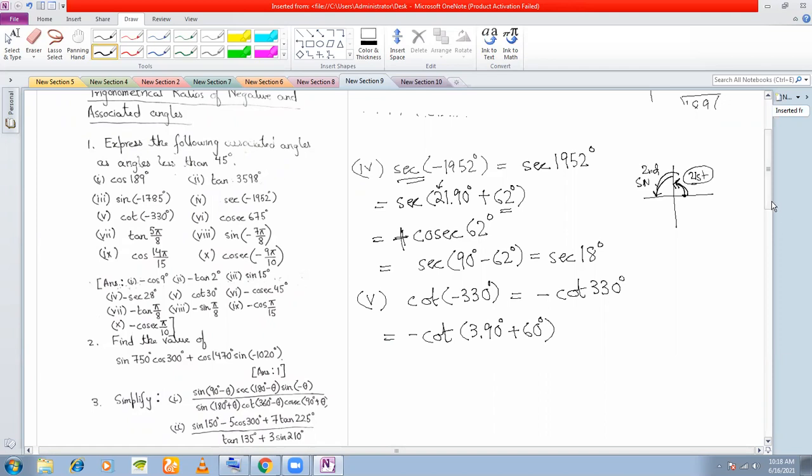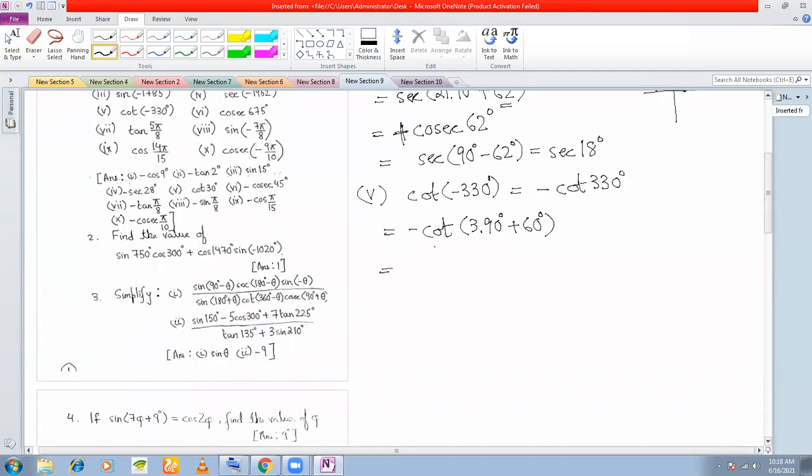Okay. Now this is an odd multiple, so cot will change to tan. Now we check which quadrant this angle lies in. After 3 rotations you are in the third quadrant, and then plus 60 means you have reached the fourth quadrant, in which only cos is positive. All others are negative. Because you have a cot here, cot should be negative in the fourth quadrant. So you give a negative sign here, tan 60.